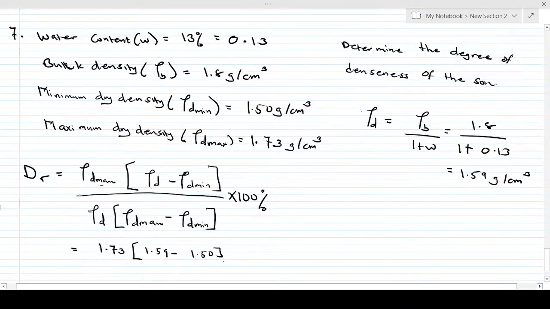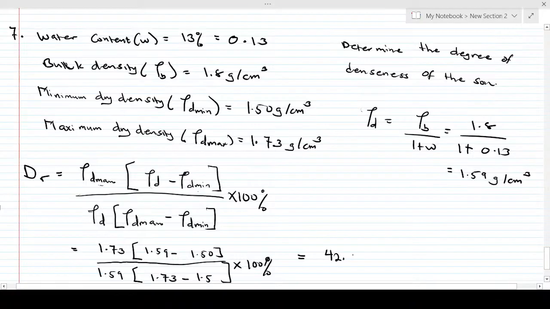All this divided by the dry density, 1.59. Again, multiplying the max, which is 1.73 minus 1.5. All this expressed as a percentage. So when you punch this into your calculator, you'll be getting your degree of denseness to be 42.58 degrees. So this is also one constant under phase relation you are supposed to take note of.